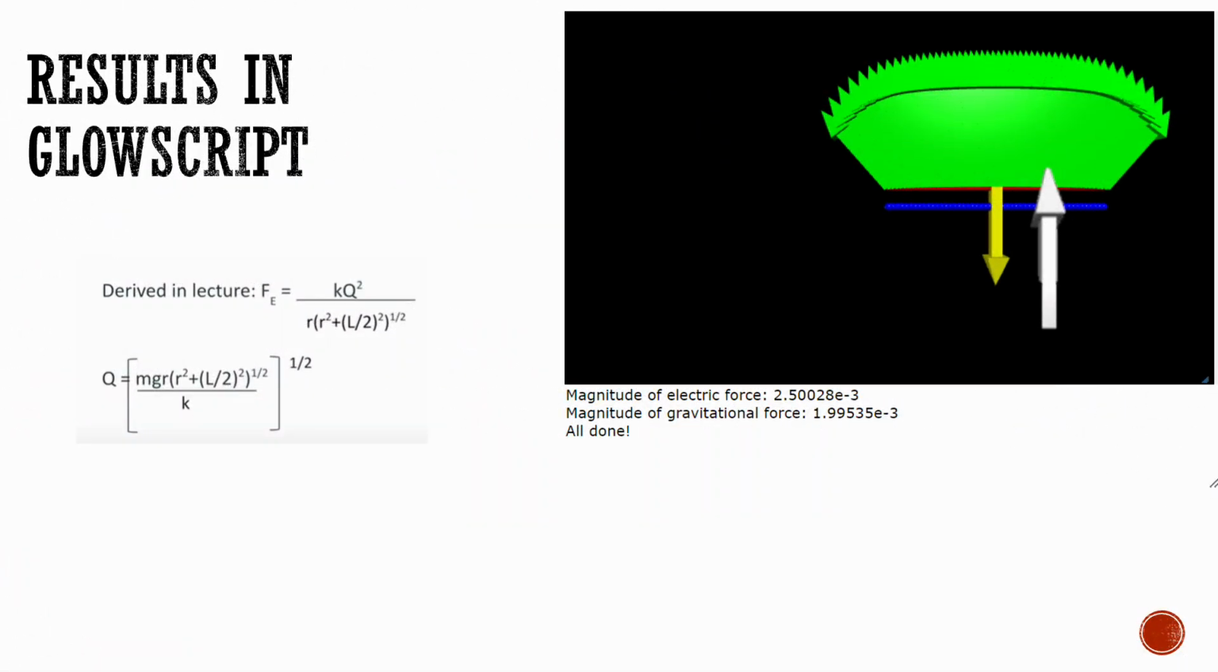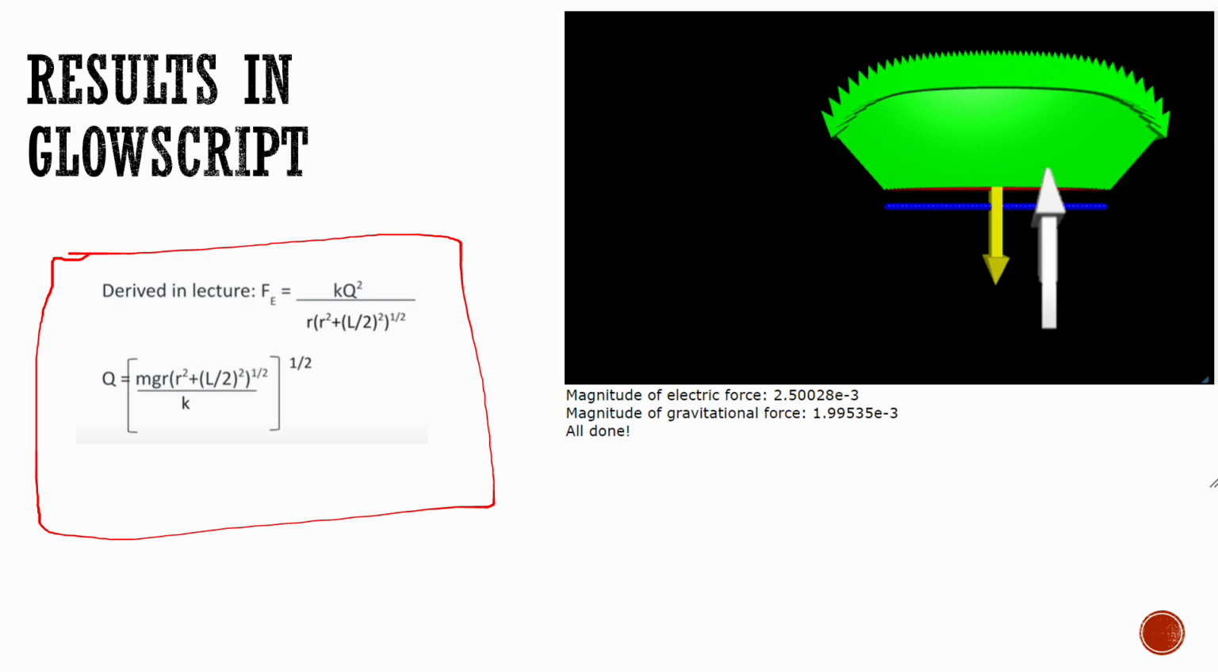So these are the results of the pictures in GlowScript. For this lab, these two equations were used on the left, and these are both derived in class. And then on the right, we have what you would actually see in GlowScript, which is the white arrow and the yellow arrow, representing the electric field produced by the piece of tape. And that's just the text box that was outputted.